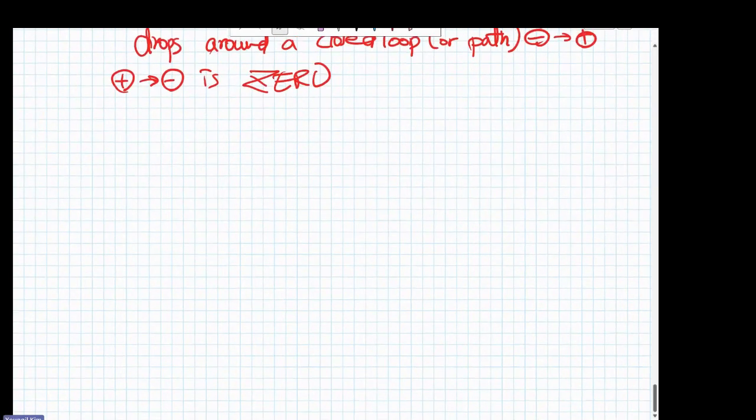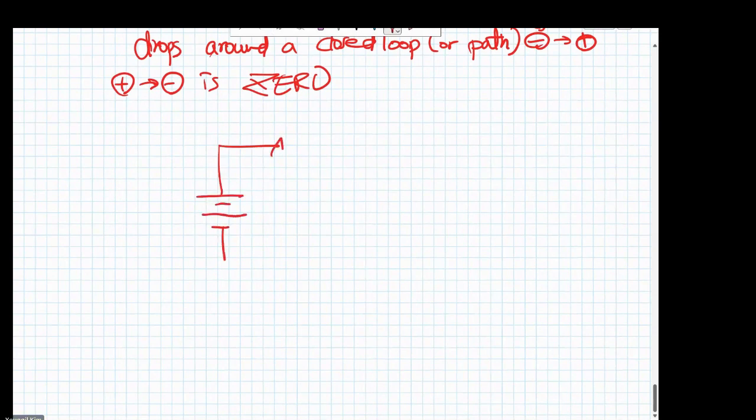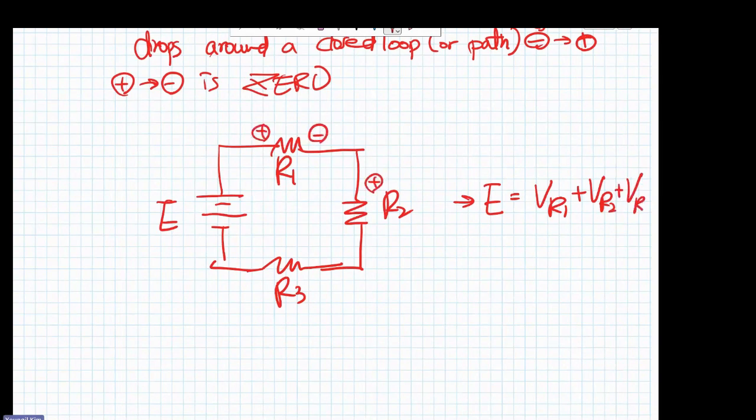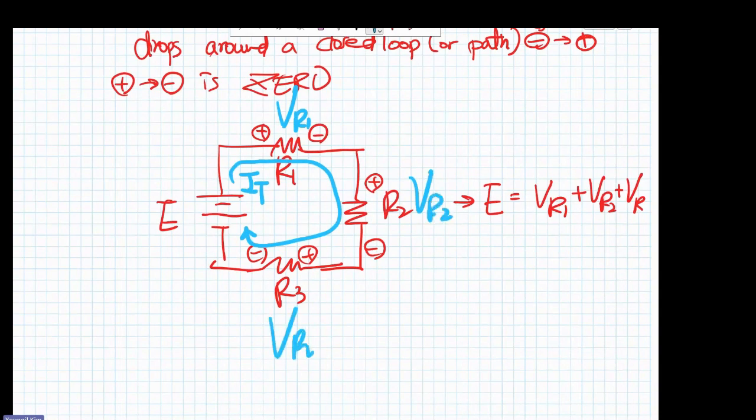That is very important. For example, in the circuit here, this is R sub 1, this is R sub 2, this is R sub 3. E is V sub R sub 1 plus V sub R sub 2 plus V sub R sub 3. Plus, minus, plus, minus, plus, minus. The current, this may be I. This is V sub R sub 1, V sub R sub 2, V sub R sub 3. We're going to call that the voltage drop. This is very important. This is the KVL.